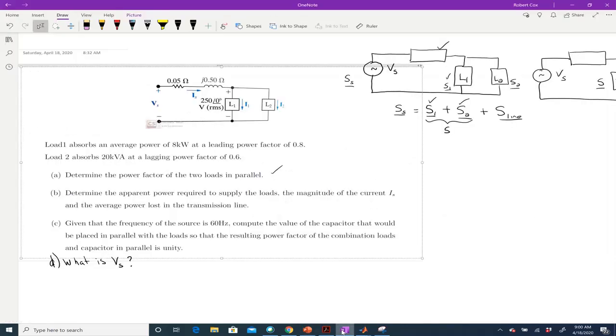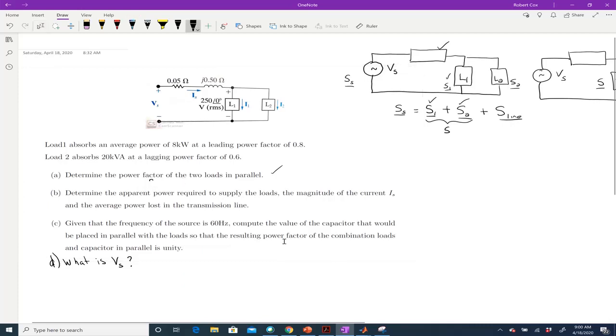And let's go back to my problem. To solve A and determine the power factor of the loads in parallel, I need to get S, which we defined as the sum of S1 plus S2. So I'm going to have to figure out S1 and S2 and then add them up to get S. So let's do load 1 and approach that as a power triangle problem.